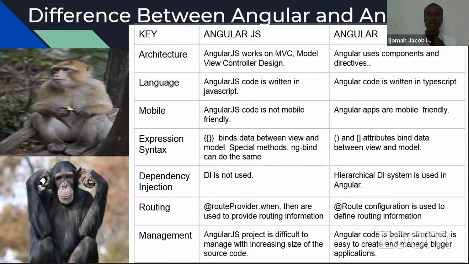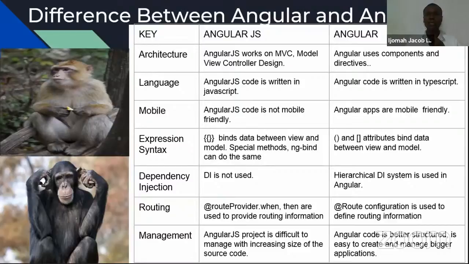And also, AngularJS is JavaScript based, while Angular is a TypeScript based framework. So they use components and the rest. But in terms of architecture, AngularJS works on the model view controller design, while Angular works on components and directives.